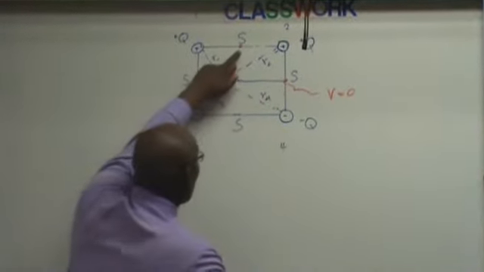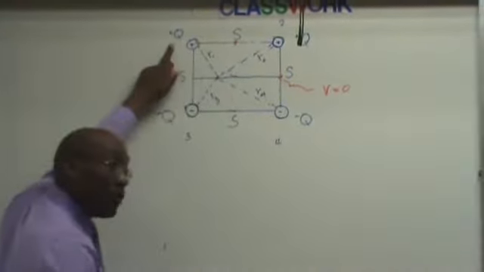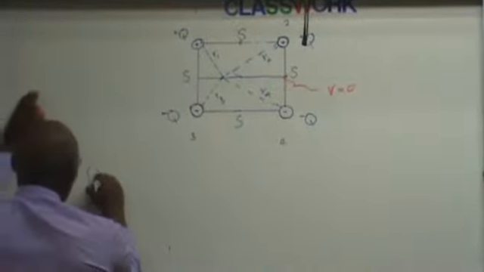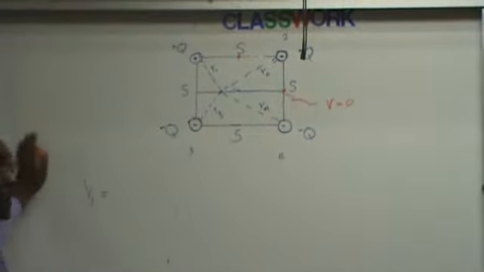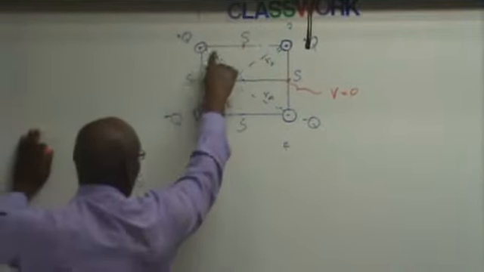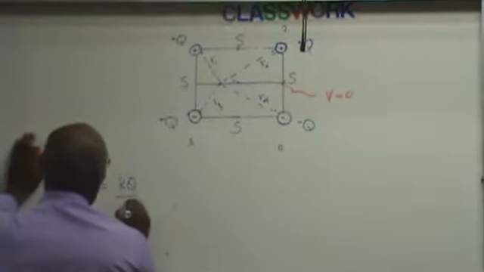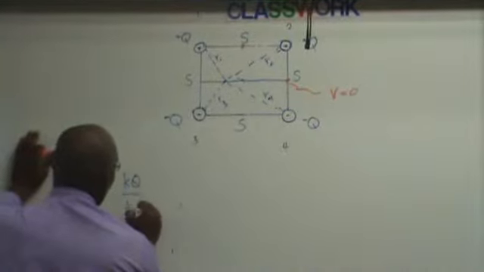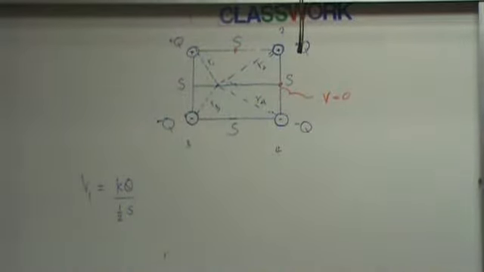So I need the potential here due to charge 1. Let's call that V1. It's K, Q. What's this distance? Over 1/2 S. Right? Is that right?